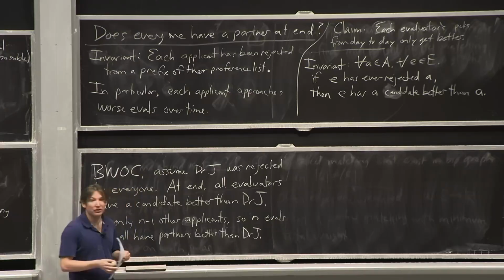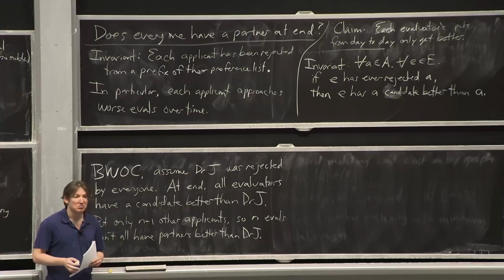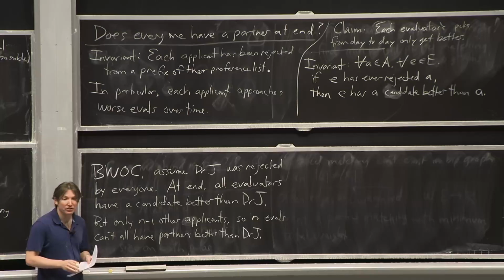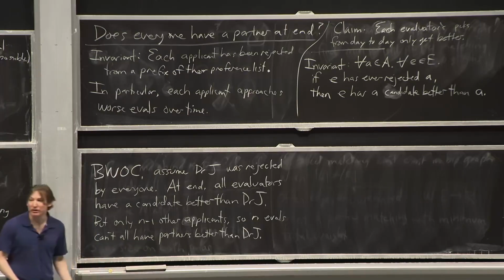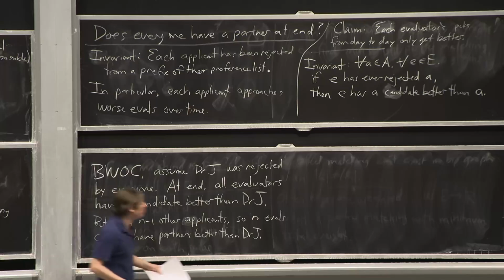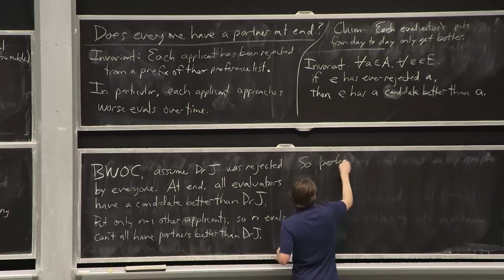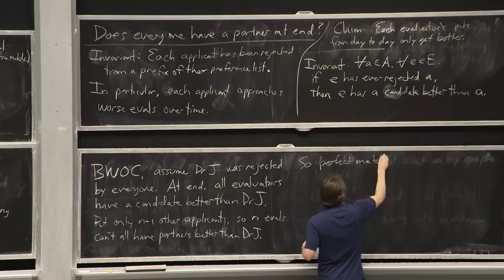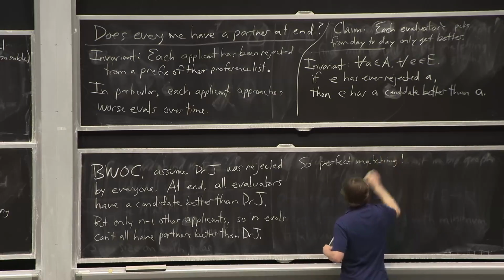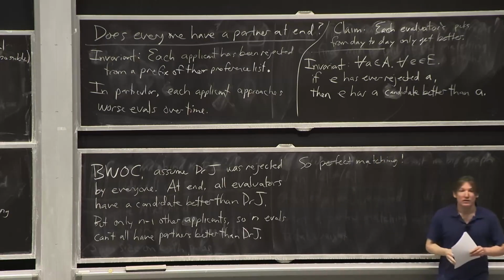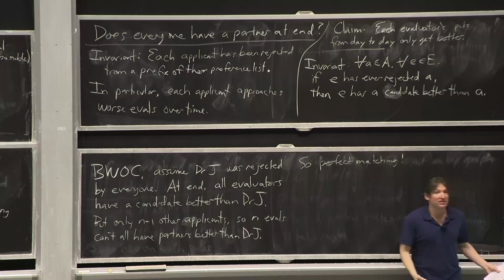So if we assume Dr. J has no partner at the end, bad things happen, we find a contradiction, so that doesn't happen. So Dr. Jekyll does end up with a partner at the end, and therefore everyone does. So it returns a perfect matching. Everyone gets some partner. But is it stable?